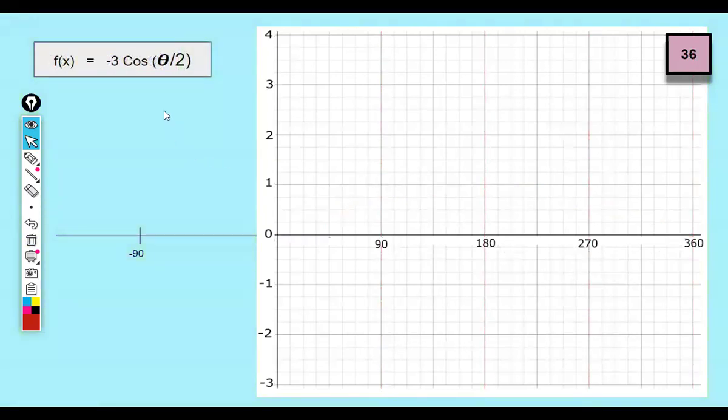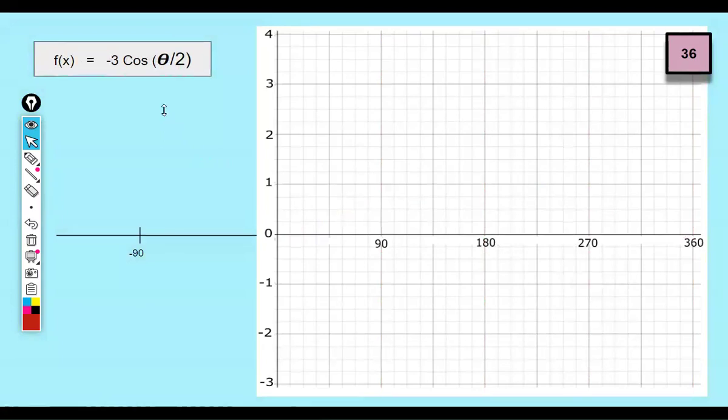Right, so this one here, right? Now, this one I wrote like this on purpose. You see how I have theta on 2 here? Theta on 2 is the same thing as a half theta, because theta on 2 means we're dividing by 2. So that's the same thing as a half theta.